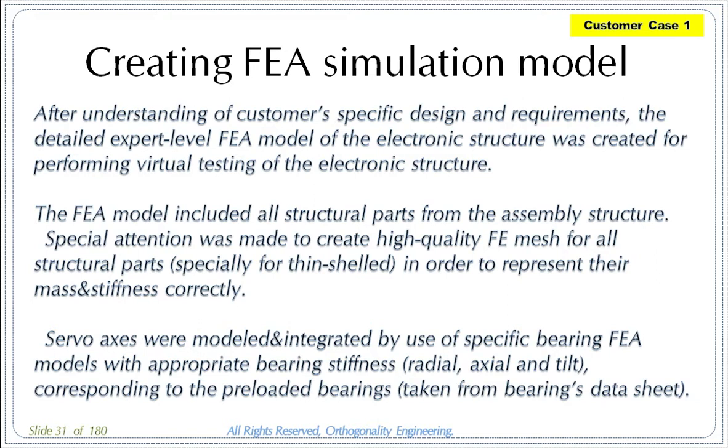Servo axes were modeled and integrated by use of specific bearing FEA models with appropriate bearing stiffness, radial, axial and tilt, corresponding to the preloaded bearings, taken from the bearings data sheet.